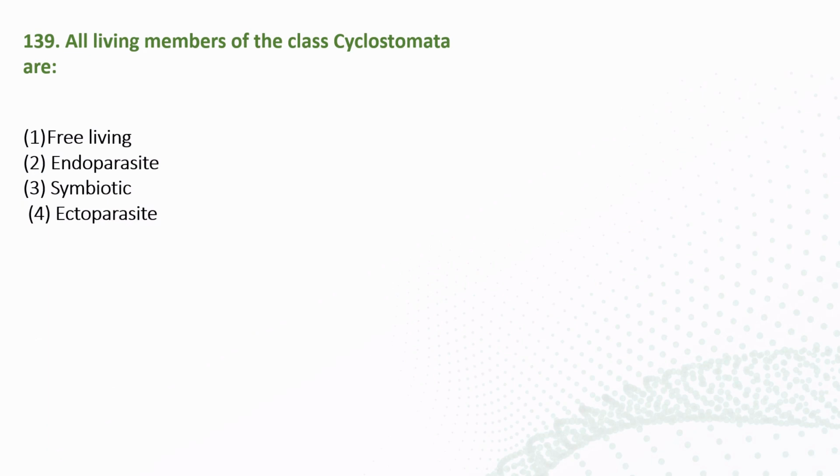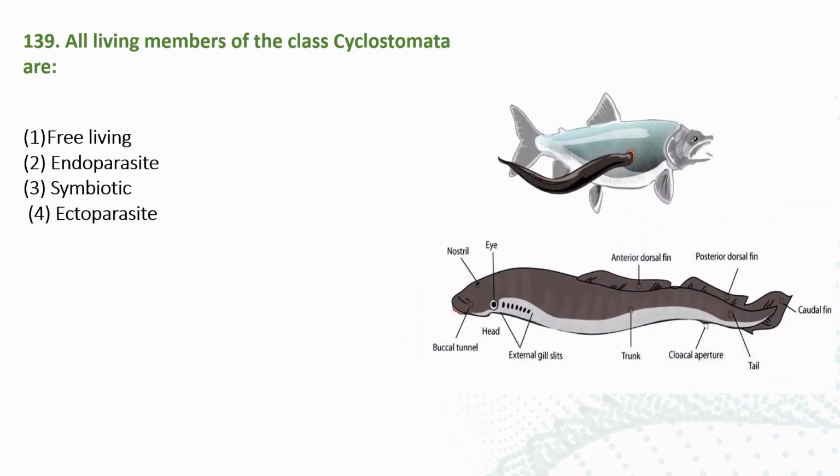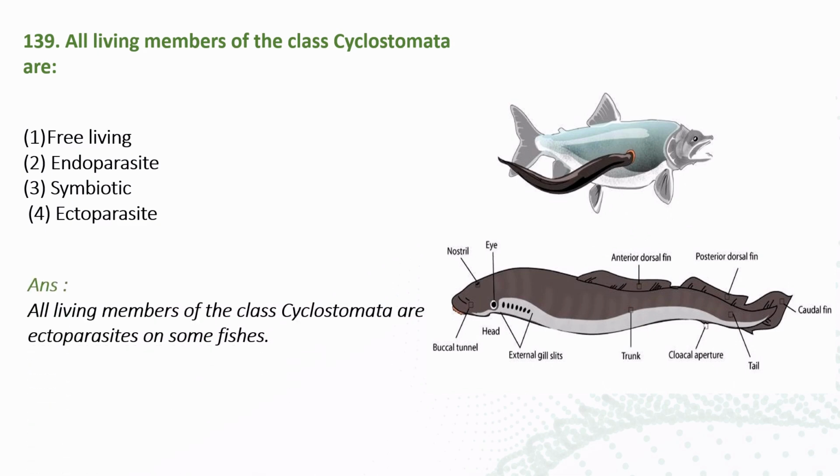All living members of the class Cyclostomata are... here they are asking about the class Cyclostomata. Normally we know that Cyclostomata means the organisms which are nothing but ectoparasites. Ectoparasites means they depend on the host directly from the outside. Okay, ecto means outside, not endo. Here you can see that this is the ectoparasite.